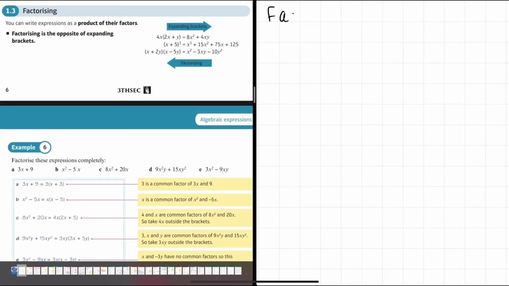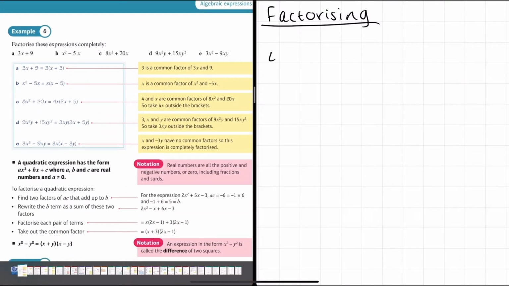Topic 1.3 is factorizing. Factorizing is essentially the opposite of expanding brackets. You can put expressions into brackets by writing them as a product of their factors. Example 6.